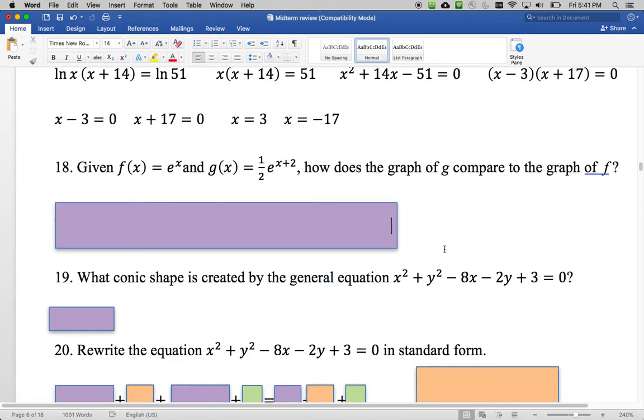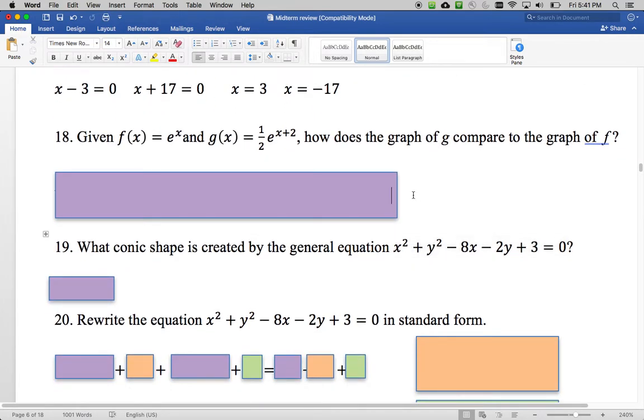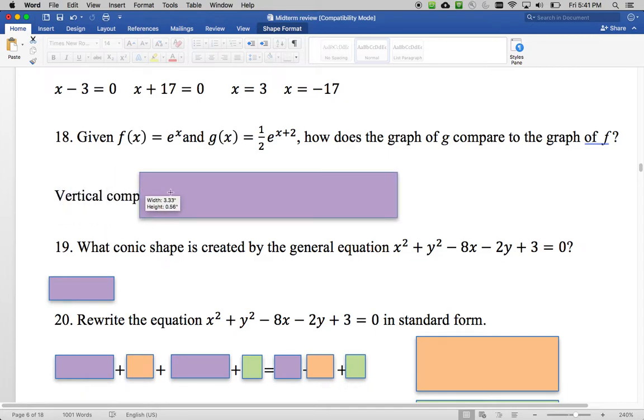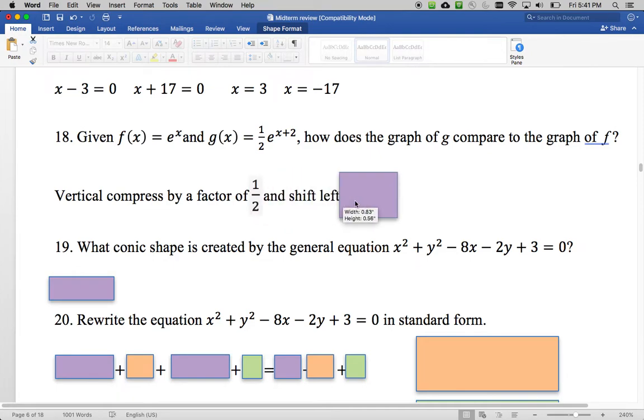Number 18, given f of x equals e raised to the x power and g of x equals 1/2 e raised to the x plus 2 power, how does the graph of g compare to the graph of f? This is just explaining your transformations. With the 1/2, you're going to have a vertical compression by a factor of 1/2. And then you're also going to have a shift to the left because of the x plus 2 up here. It's going to shift your graph to the left. Oh my gosh, this is pretty easy.